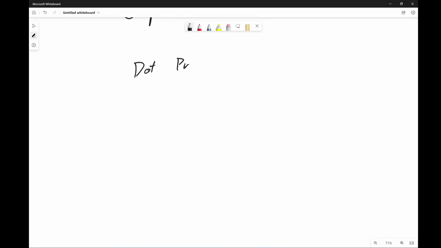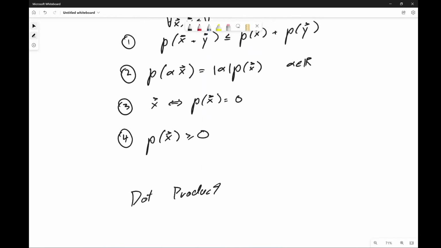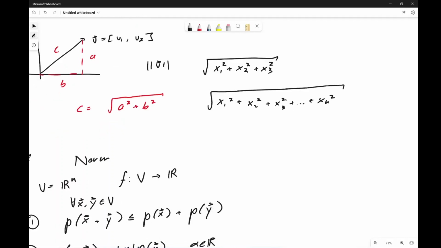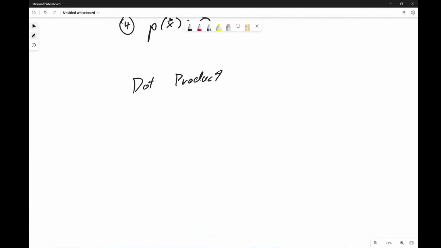So now we'll move to the dot product. As you've seen with norm, this is not necessarily linear. To introduce linearity, there is the dot product. The dot product also has a set of rules. It works like this. So we have two vectors.